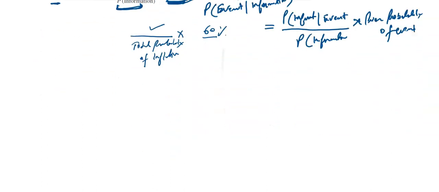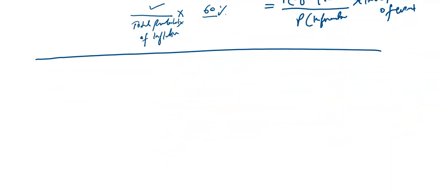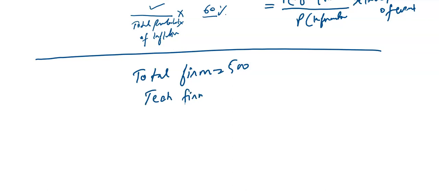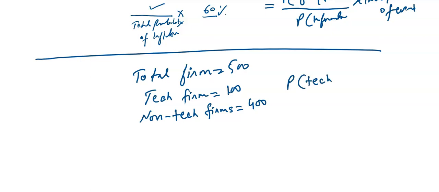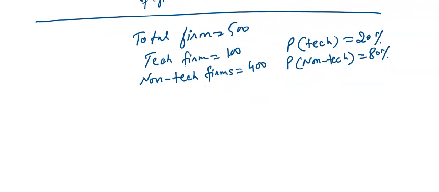So let me explain it with an example. Assume there are total firms 500, tech firms are 100, non-tech firms 400. So what is the probability of a tech firm? 100 over 500, 20%. And what is the probability of non-tech? 80%. Okay.